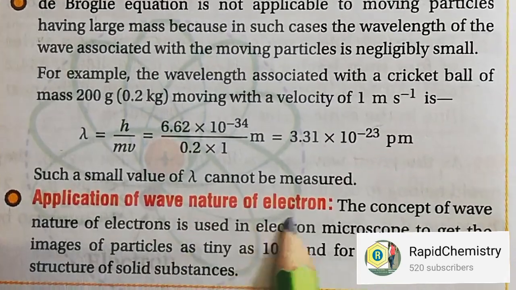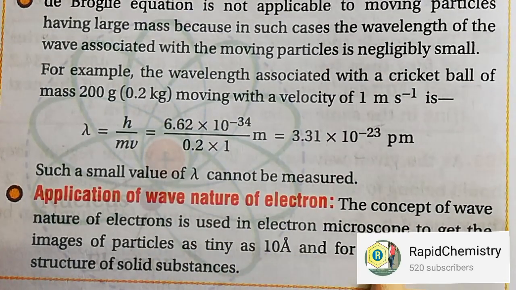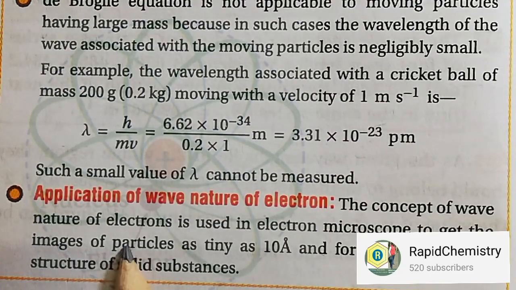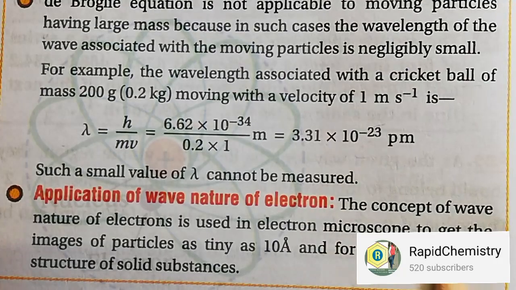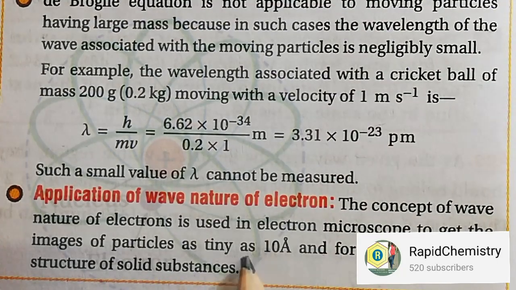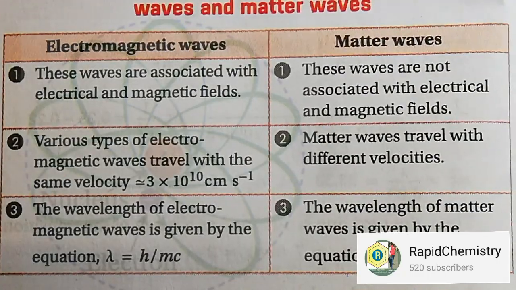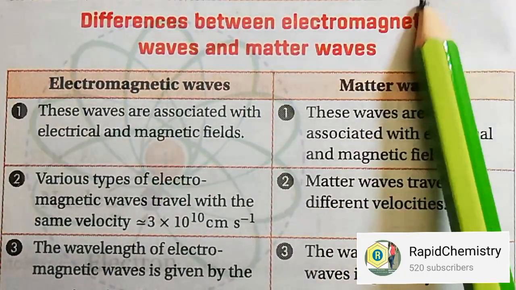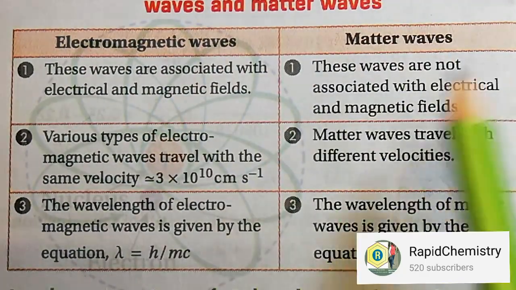Now, the application of the wave nature of electrons. The concept of wave nature of electrons is used in the electron microscope to get the image of particles as tiny as 10 angstrom, and for studying the surface structure of solid substances. Now let's look at the difference between electromagnetic wave and matter wave.